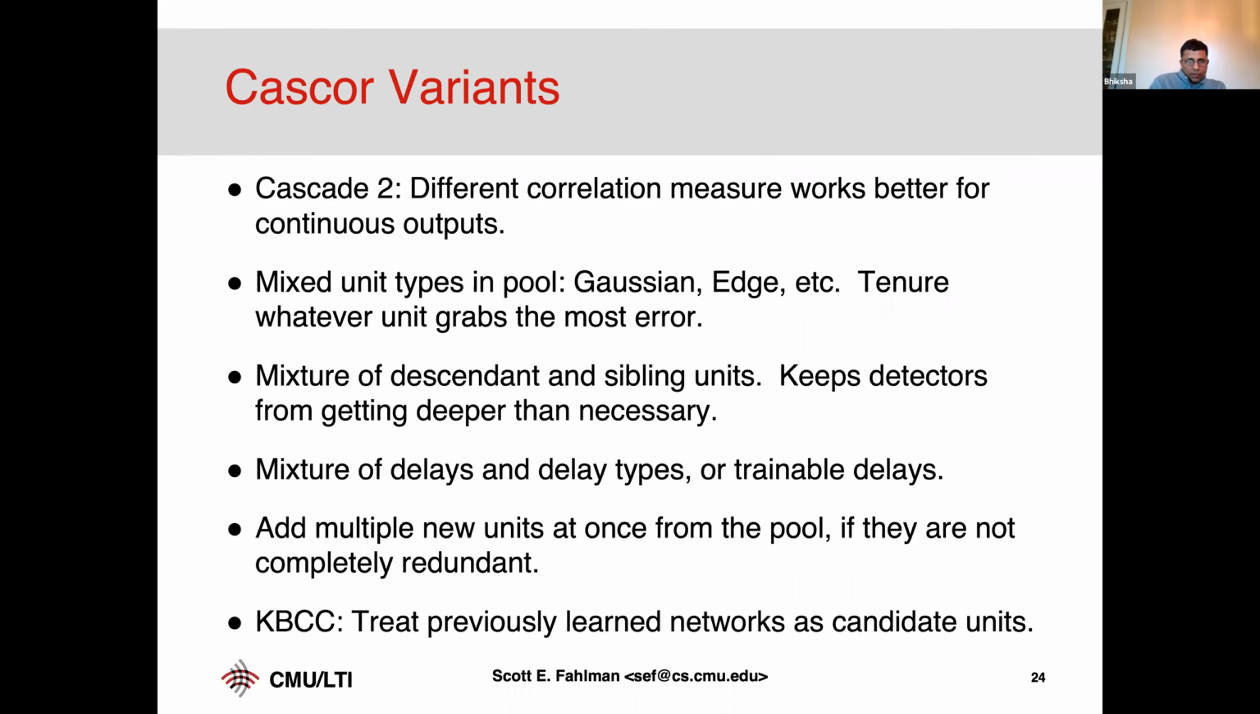Got it. So there was something called Cascade 2, which used a different correlation measure. It seemed to work better for continuous outputs. I won't go into the details.